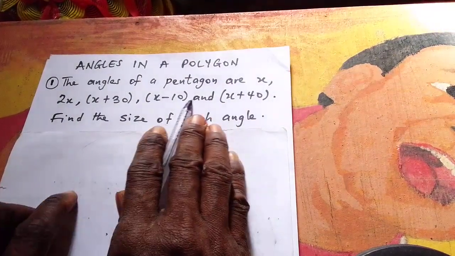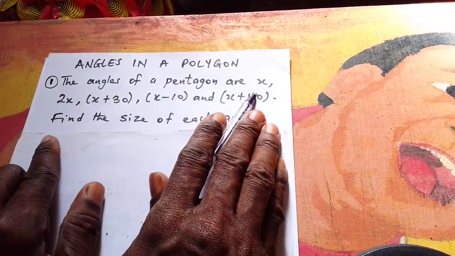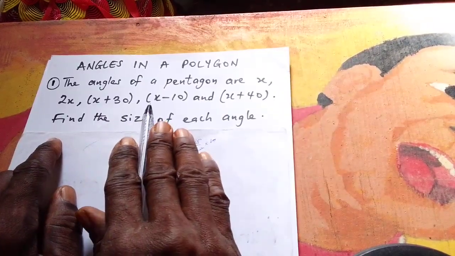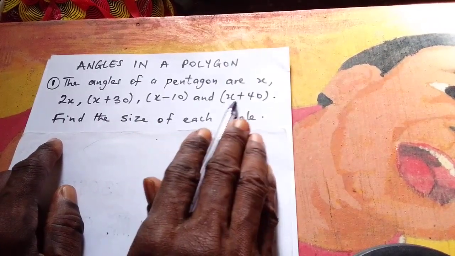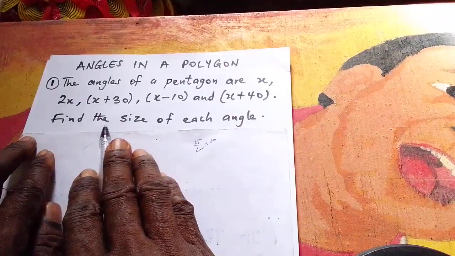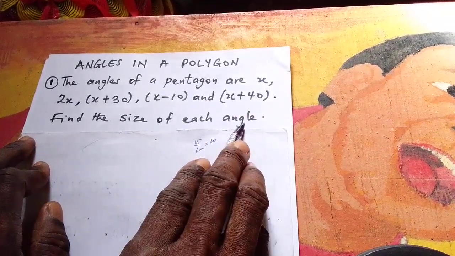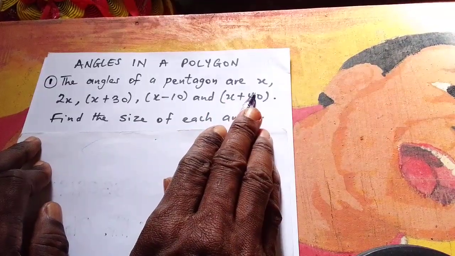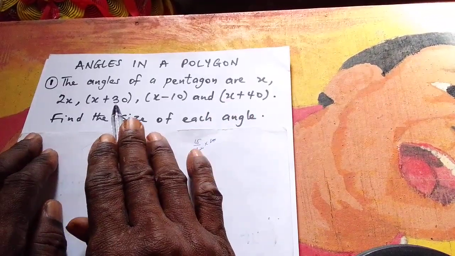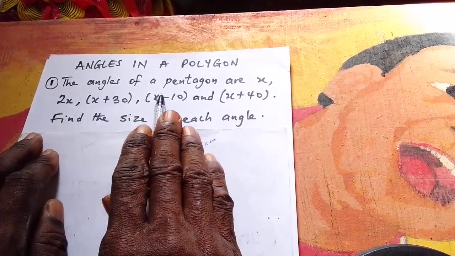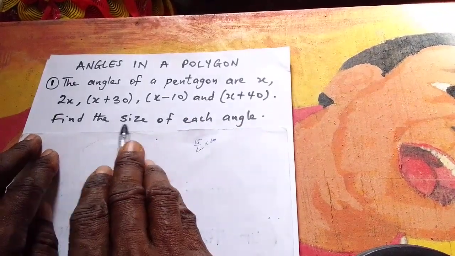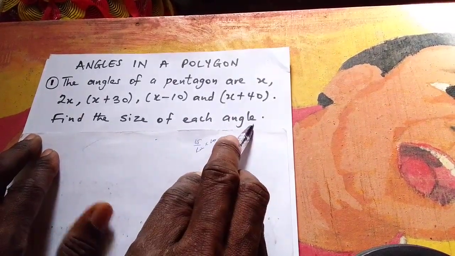The angles of a pentagon are x, 2x, x plus 30, x minus 10, and x plus 40. Find the size of each angle.